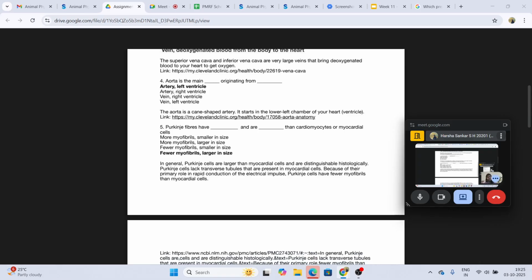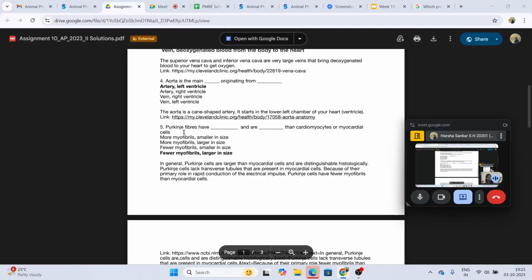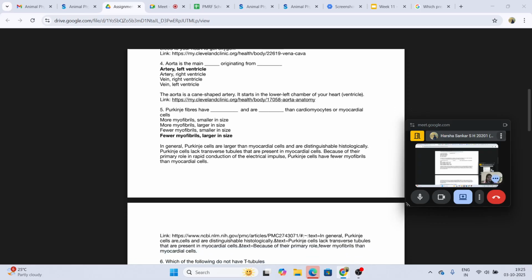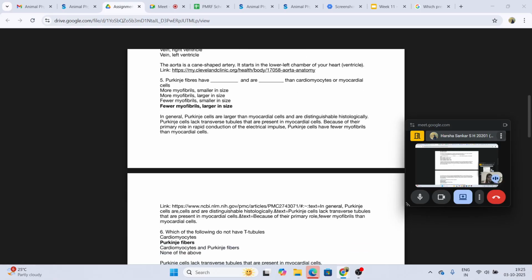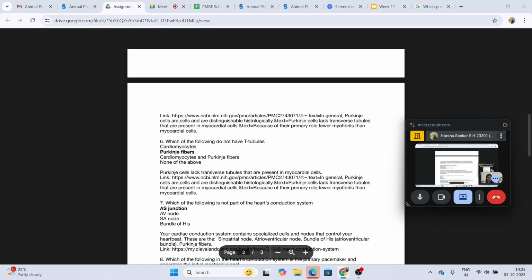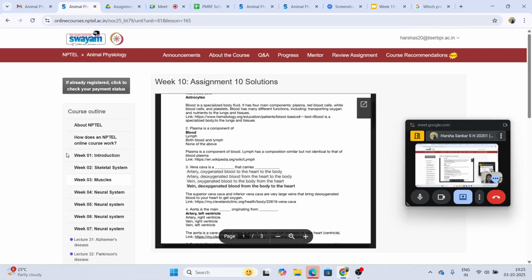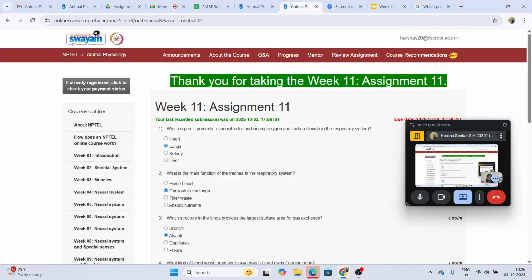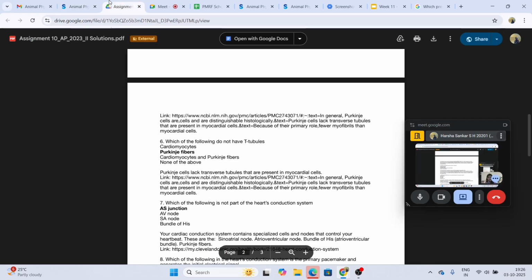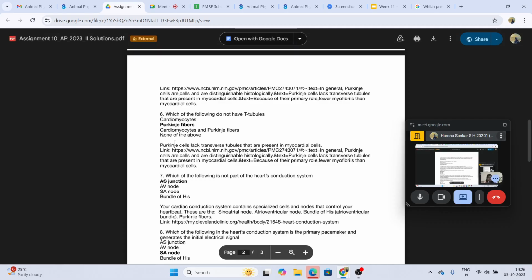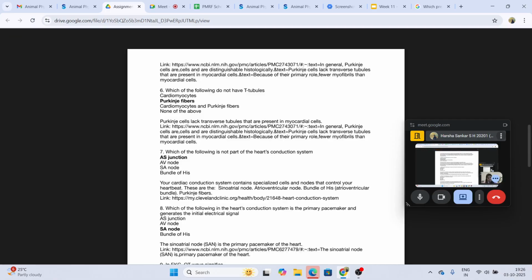Next, Purkinje fibers have dash and are dash than cardiomyocytes or myocardial cells. This also we saw: Purkinje fibers have fewer myofibrils, right? And are larger in size compared to cardiomyocytes. Next question is, which of the following do not have T tubules? The correct answer is Purkinje fibers. When we discussed this question last time, we said T tubule is absent in Purkinje fibers.